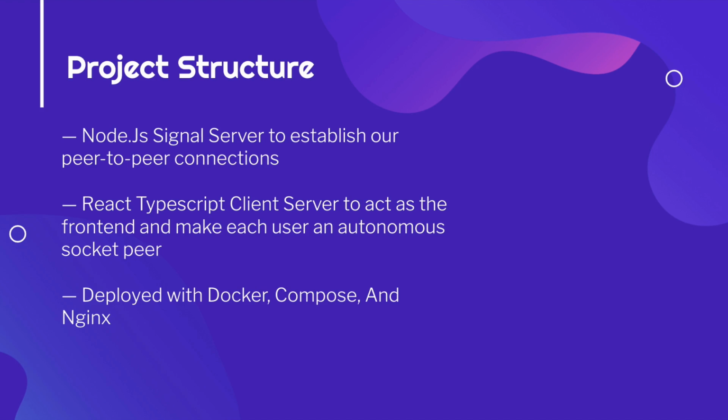We used a Node.js signal server to establish our peer-to-peer connections. Then, we used a React TypeScript client server to act as a front end and make each user an autonomous socket peer. We used Docker, Compose, and Nginx to deploy, which now also features HTTPS.